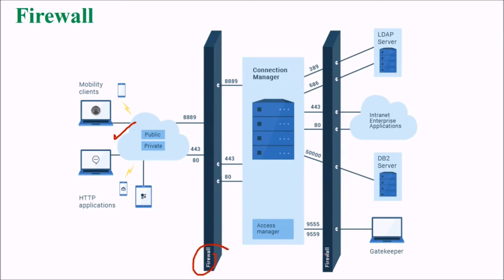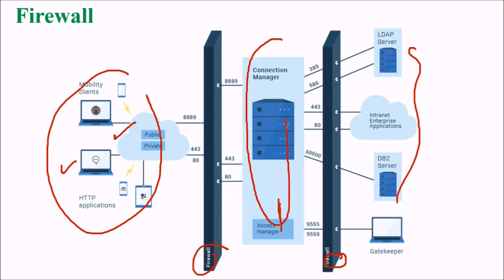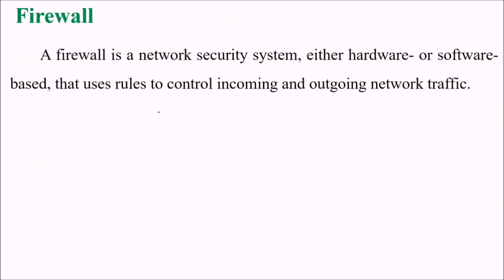The firewall can be a software firewall or a hardware firewall, and these firewalls will be in between different scenarios. For example, you have a connection manager, an access manager, or some servers. These servers are separated from the access manager by a firewall, and they are separated from the actual clients by a firewall. So a firewall is a network security system. It can be hardware, it can be software. It uses rules to control incoming and outgoing network traffic.